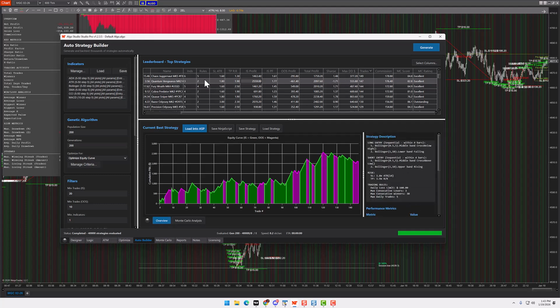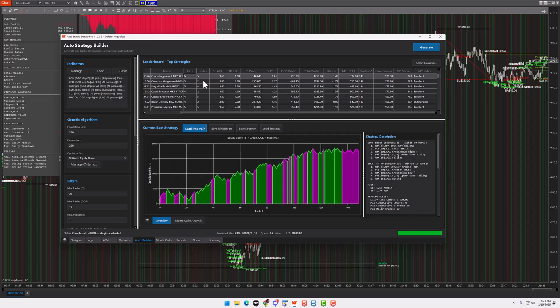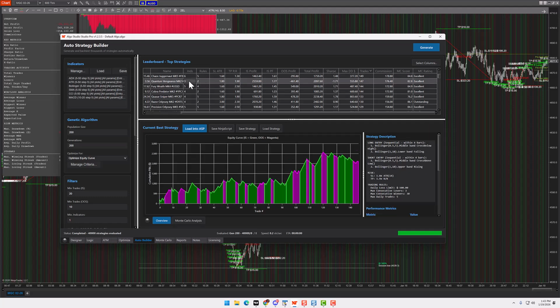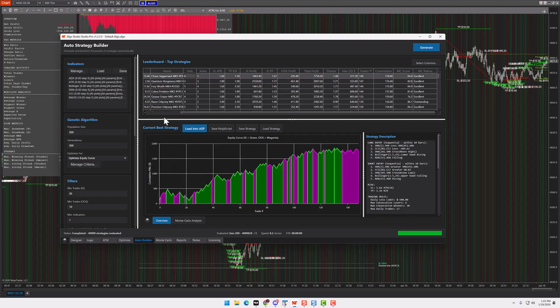Let's see here. I'm curious now, how many indicators did it use? This one used 6. This one used 3. Just out of curiosity here, let's go with the 6. Let's stick with that one with the lowest drawdown here. It's very good, excellent curve.